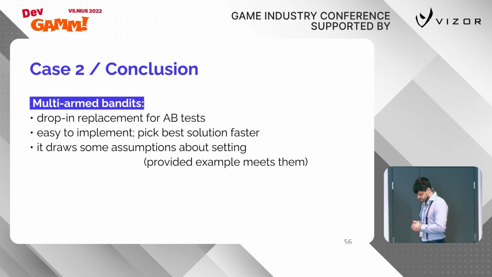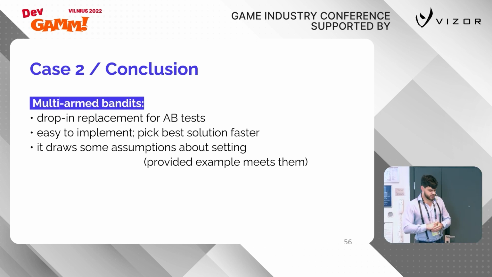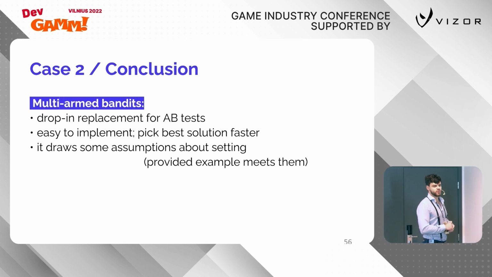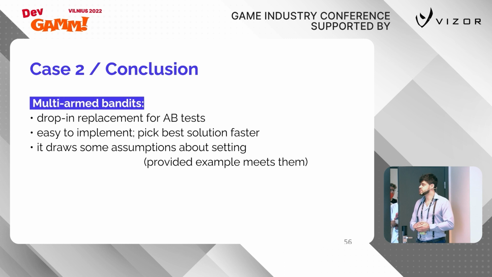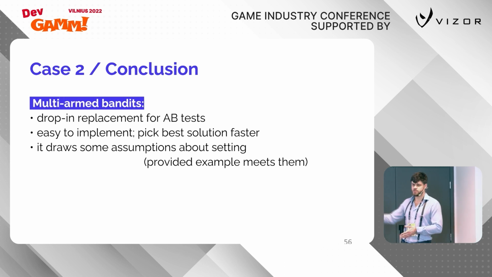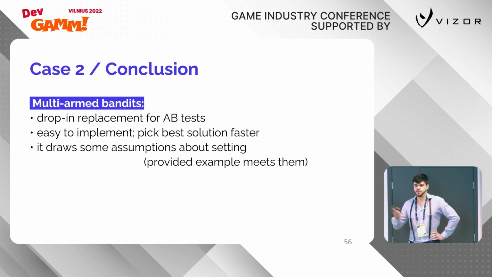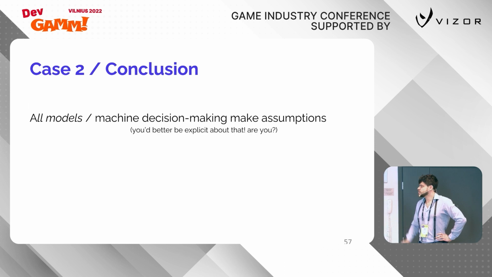So multi-armed bandits are a 10-lines-of-code drop-in replacement for A/B tests. They are easy to implement. They require some assumptions about the setting, but in most cases, and in the provided one, they are met.